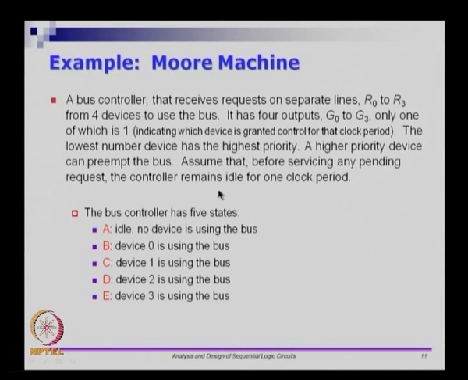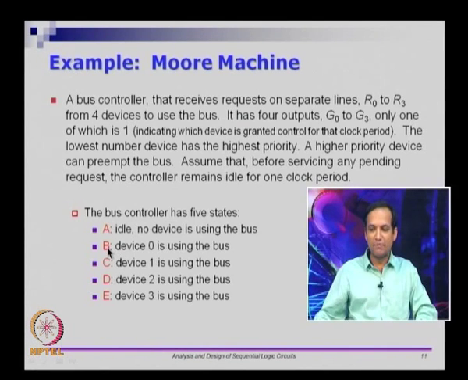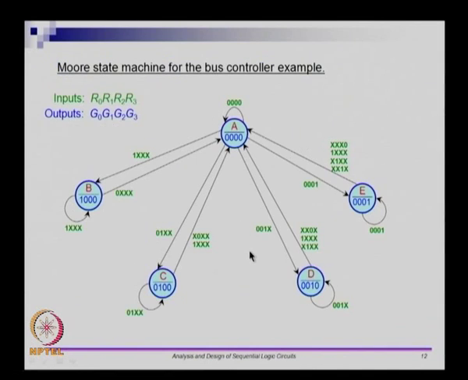So since we have an idle state, we need to have at least one state which says idle. So, if A is idle, no device is using the bus, then I will use the state B to say that device 0 is using the bus, state C for device 1 is using the bus, D for 2 is using the bus, and E for 3 is using the bus. So, the bus here means who is getting access to the printer, let us say.